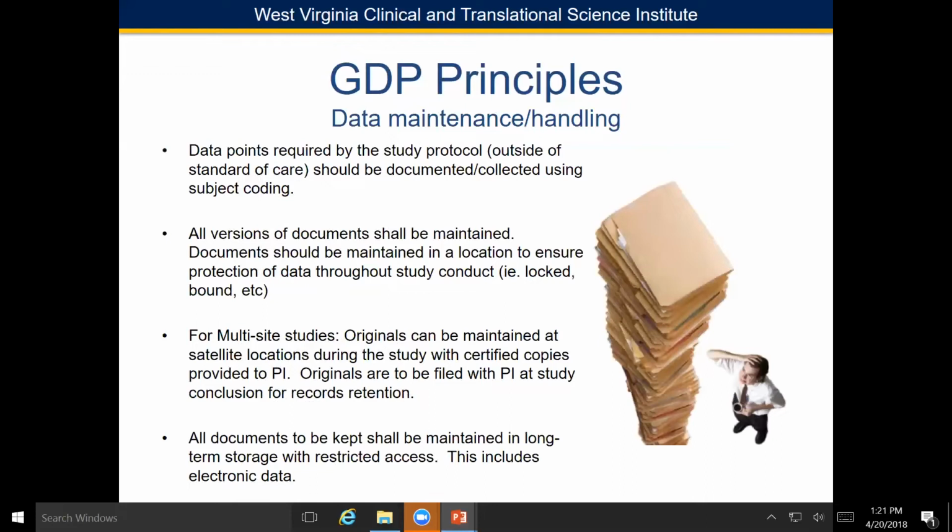All versions of documents should be maintained, and they should be maintained in a location to ensure protection of data throughout the study conduct. So they should be locked, they should be bound, anything that can be established to maintain safety. For multi-site studies, the originals can be maintained at satellite locations during the study conduct, with certified copies provided to the PI. However, it's expected that the originals will be returned to the main site for long-term retention. All documents to be kept shall be maintained in long-term storage with restricted access. And keeping in mind, again, this applies to electronic data.